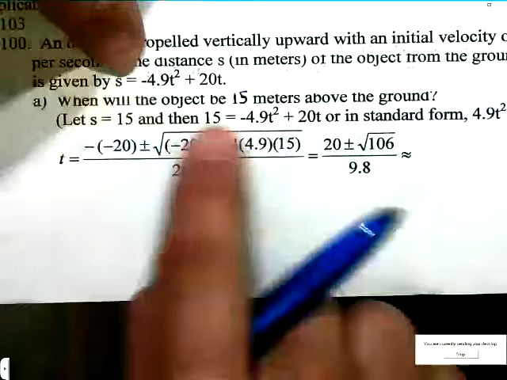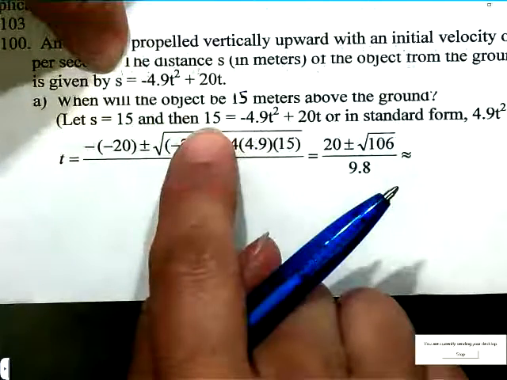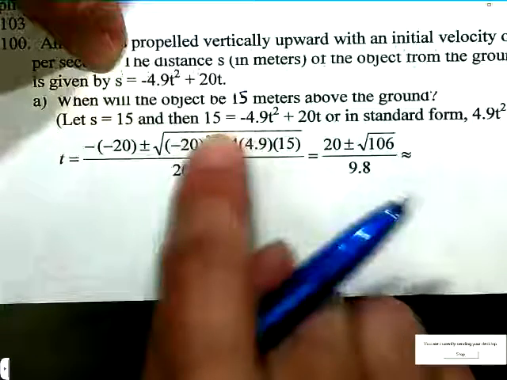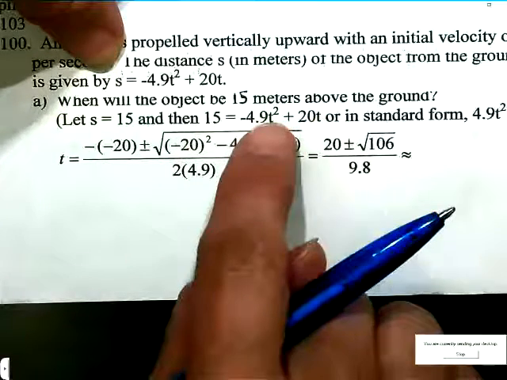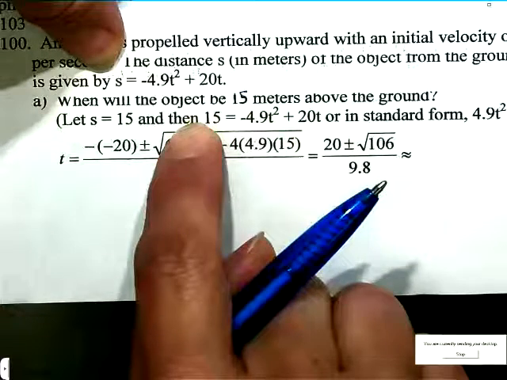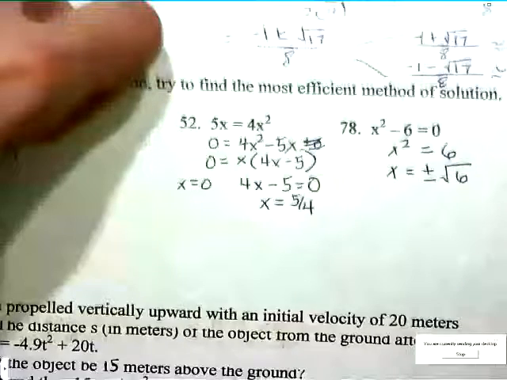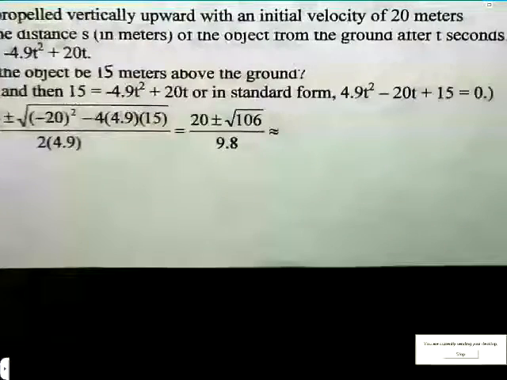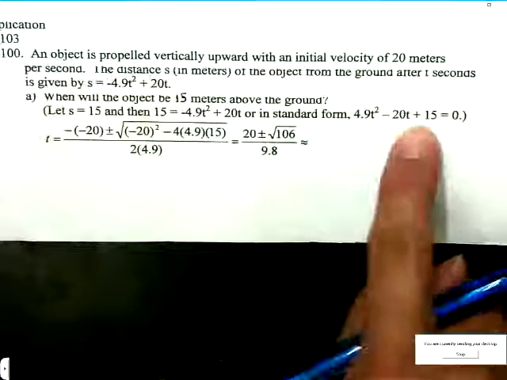Notice I just put, and I typed this to make it a little faster for us, I put 15 in the place of S, and then I needed to get it in standard form. I could have just subtracted 15 from both sides, but because I like the coefficient of t squared to be positive, I added 4.9 t squared to both sides and subtracted 20t from both sides. Here's that equation in standard form. And I want you just to look at it a minute until I'm sure everybody understands where that equation came from.